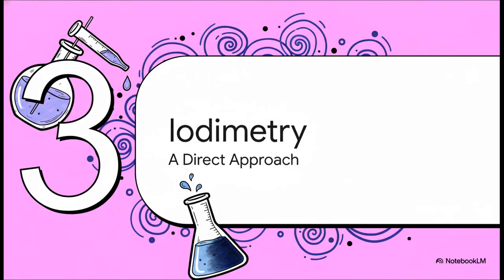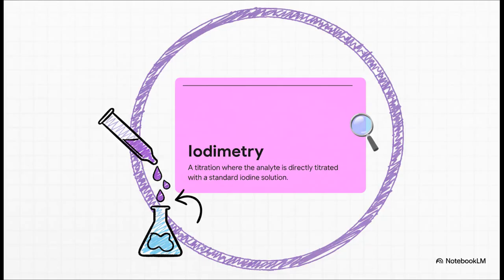All right, so let's zoom in on that first method, iodimetry. We're going to break down exactly how this direct approach works, step by step. You know, the name itself actually gives us a pretty big clue. In iodimetry, our titrant, that's the solution we're adding from the top, is a standard iodine solution, and it reacts directly with our unknown analyte down in the flask. It's just a single, straightforward reaction.